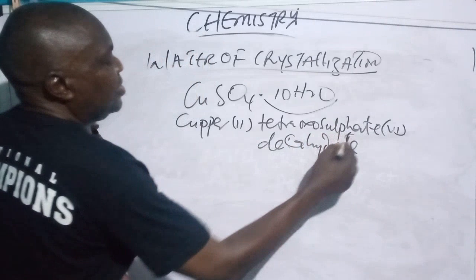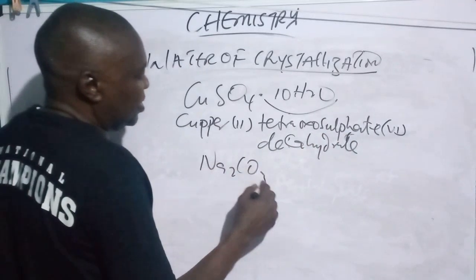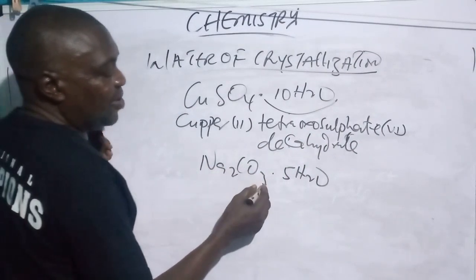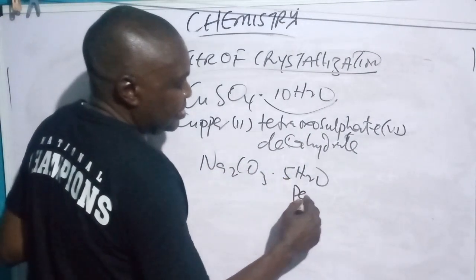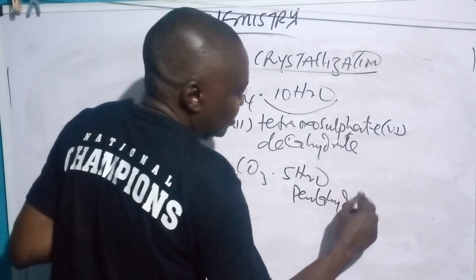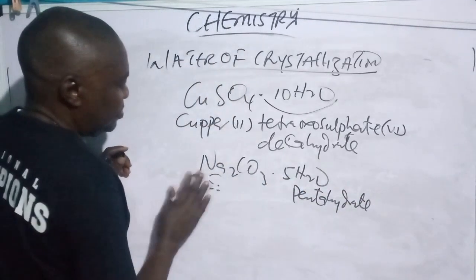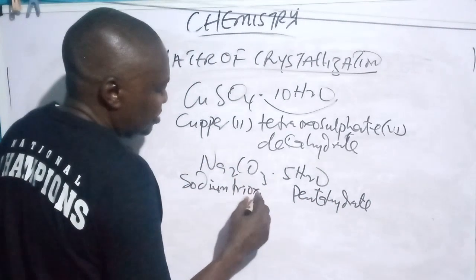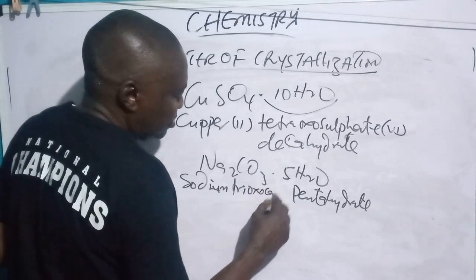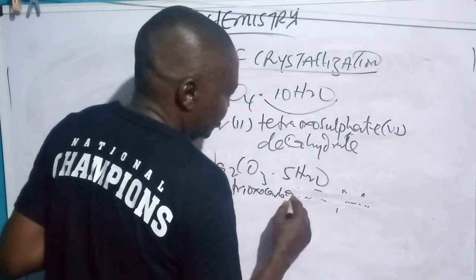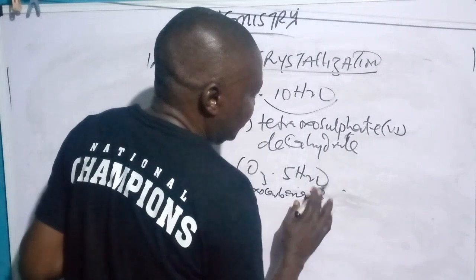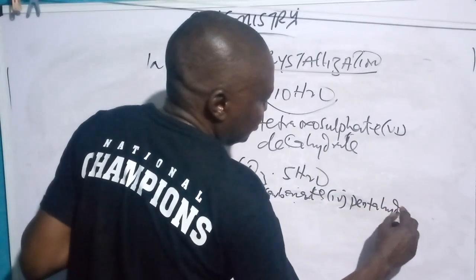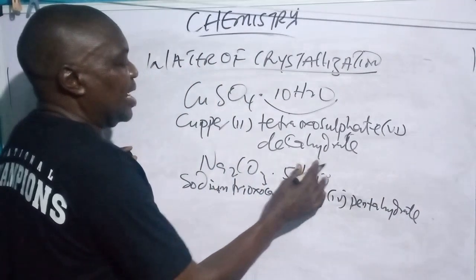We also have some other ones. You have Na2CO3.5H2O. This is sodium trioxocarbonate(IV) pentahydrate. You can also have decahydrate.